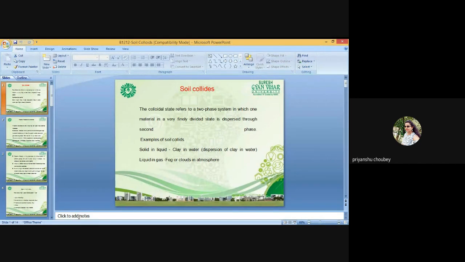The colloidal state refers to a two-phase system in which one material in a very finely divided state is dispersed through a second phase. Examples are a solid in a liquid, such as clay dispersed in water, and a liquid in a gas, such as fog or clouds in our atmosphere.